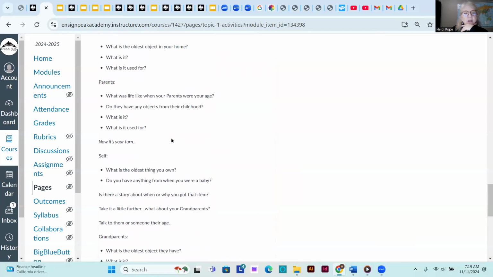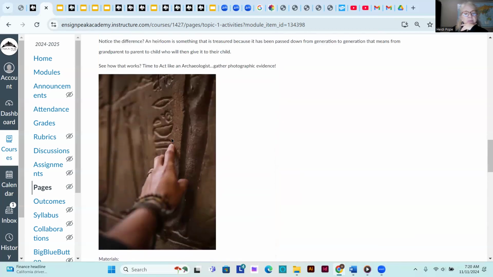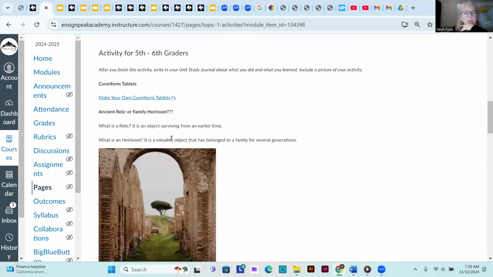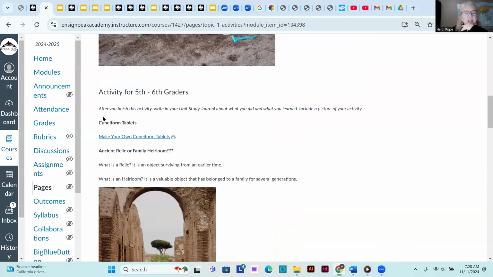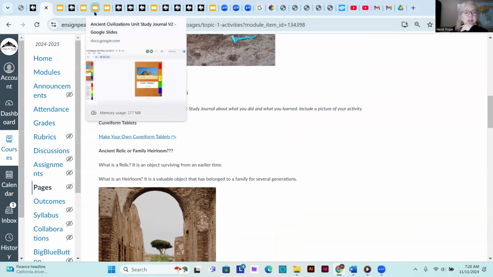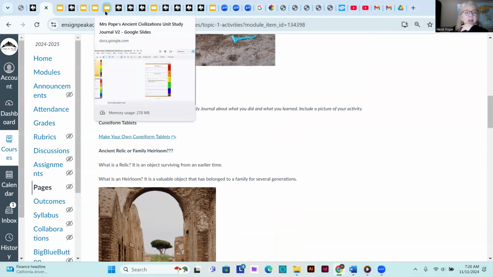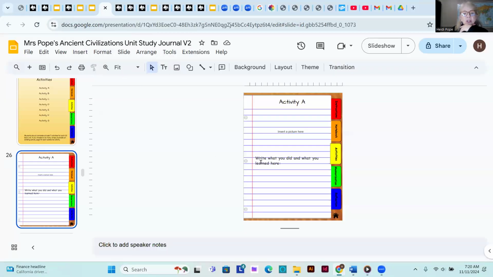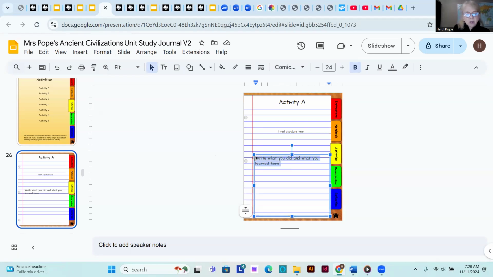And then you'll notice right here at the activity, when it gives you some options of what to do, it'll say, after you finish your activity, you're going to write in your unit study journal about what you did and what you learned. Include a picture of your activity. And that's really the key to the unit study journal. When you get to the activity page, you need to write what you did and what you learned.